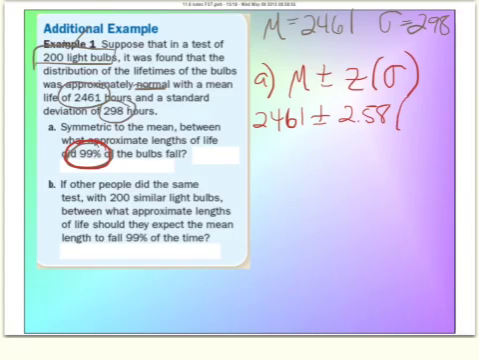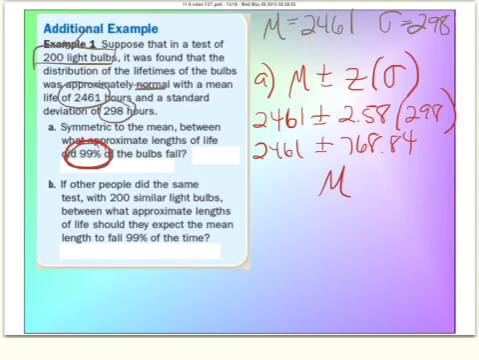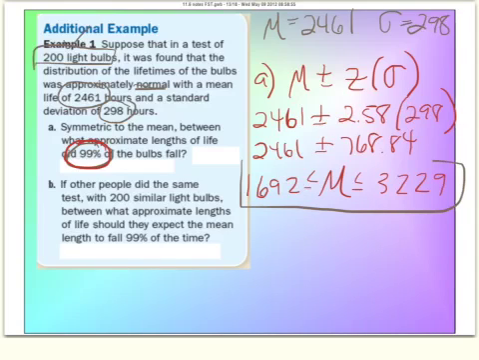And then the standard deviation is 298. If you simplify this, you're going to end up getting this number plus or minus 768.84. So you're going to find that the mean of this data is going to fall between... So the lifetime hours, we are 99% confident that the life of this light bulb is going to range anywhere between 1,692 hours and 3,229 hours.